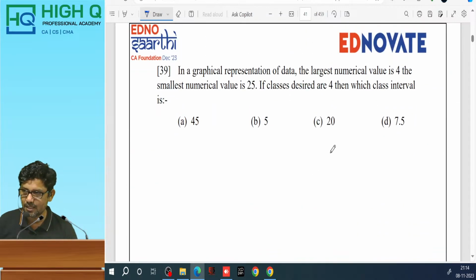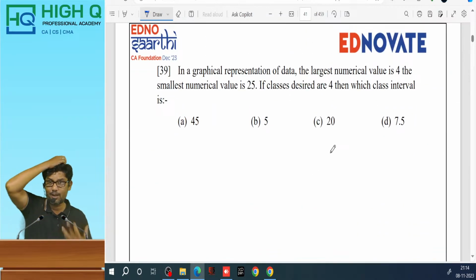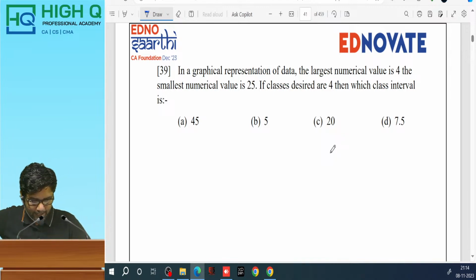Actually, this question is a little tricky. You will mark it as vertical. Even I marked vertical graph. After that, it's a bar diagram actually. In a graphical representation of data, the largest numerical value is 25 and the smallest numerical value is 4. If the classes desired are 4, then which is the class interval?